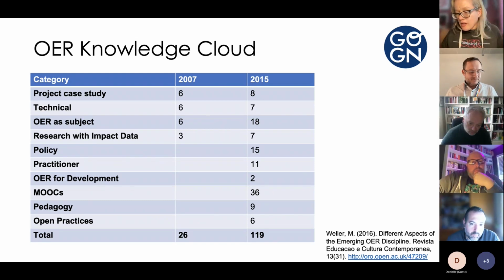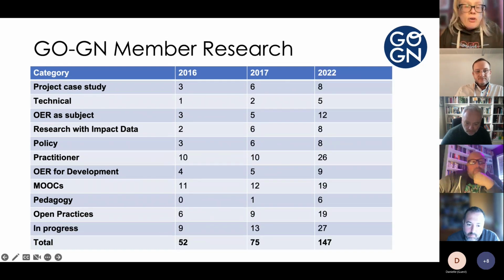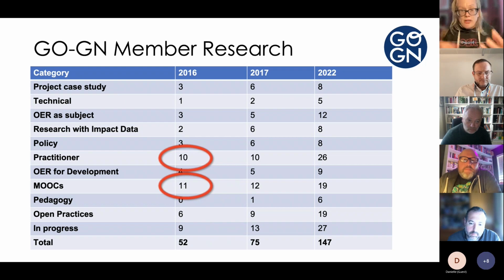So we took that and had a look, if I can move my slides forward, at our own GoGN member research. With thanks to a colleague as well, Bea Del Sarcos, who worked on this and did the analysis back in 2016-17, which showed that at that point our members were particularly focused on practitioner-focused studies, for example, the impact of OER on teachers, and also on MOOCs, which obviously reflects trends more generally in open education research.